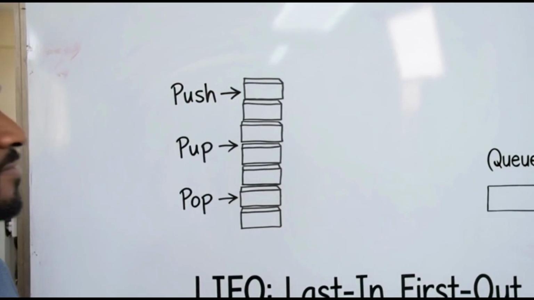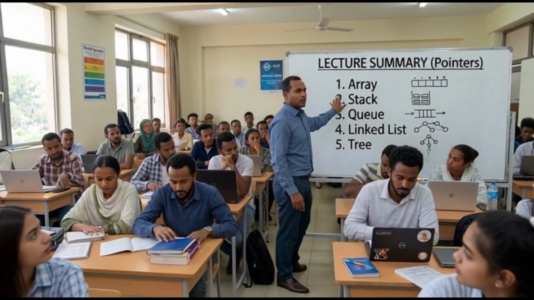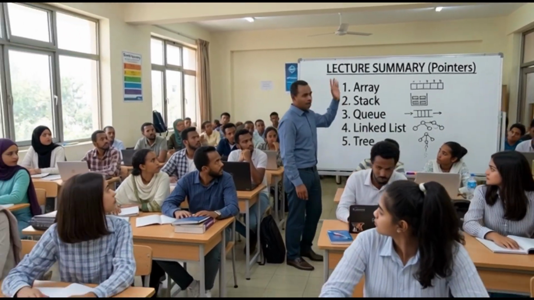Watch, push, then pop. So we've covered arrays, stacks, queues, linked lists, and trees. These are the core data structures.